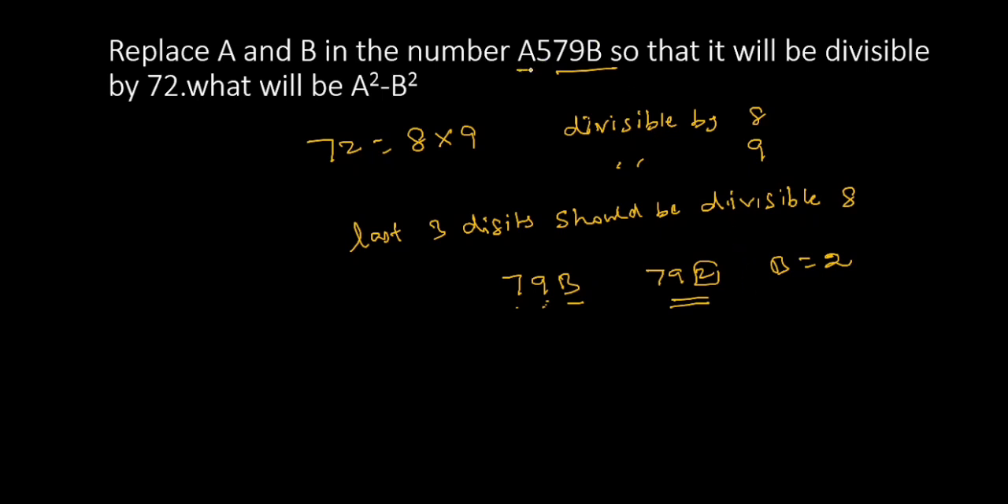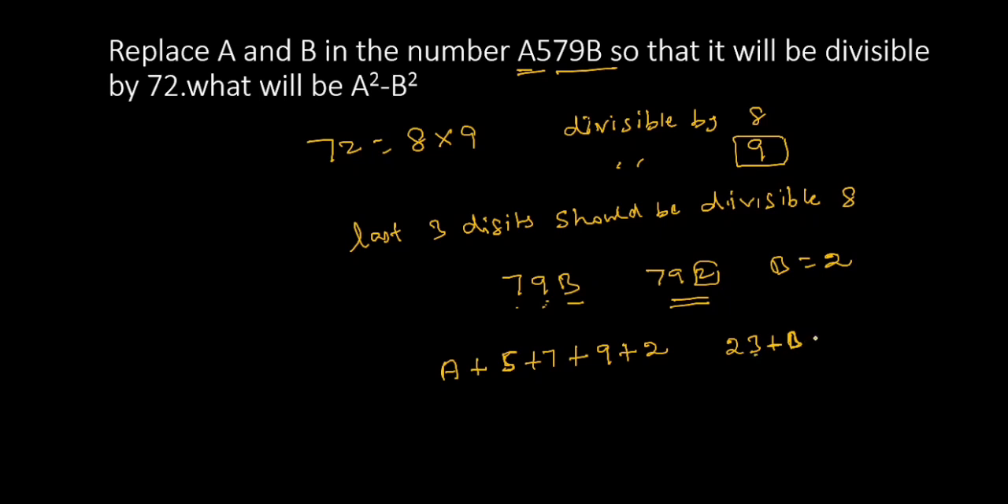Now when we go for A, it has to be divisible by 9. When it has to be divisible by 9, the cumulative sum, the digital sum, has to be divisible by 9. So A plus 5 plus 7 plus 9 plus B. B we have replaced by 2. So it will become 5 plus 7 is 12, 12 plus 9 will be 21, 21 plus 2 will be 23. So 23 plus A. Now this has to be divisible by 9.